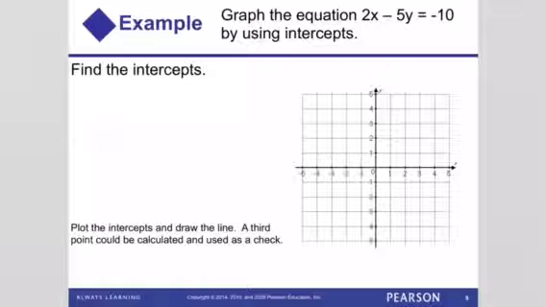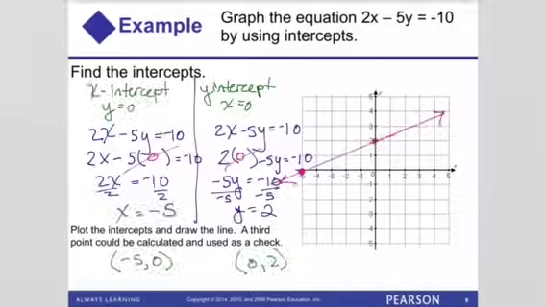You try this one. Stop the video, try this one, and then you can restart the video to check it. Okay, so there we go. I got an x-intercept of (negative 5, 0) right here through this process, and I got a y-intercept of (0, 2). I graphed those here and here, drew the line, and there's the graph of my equation.